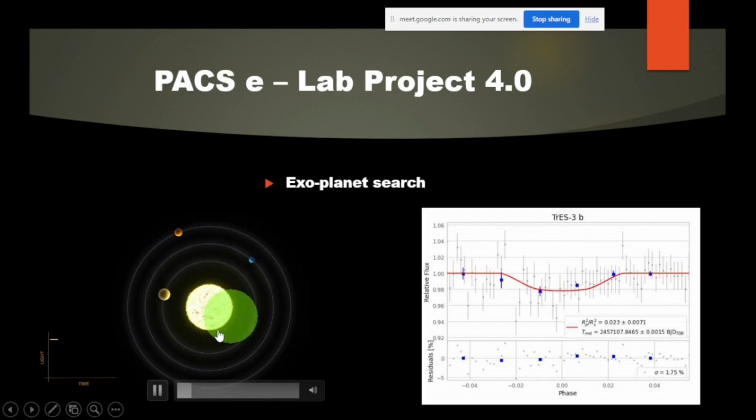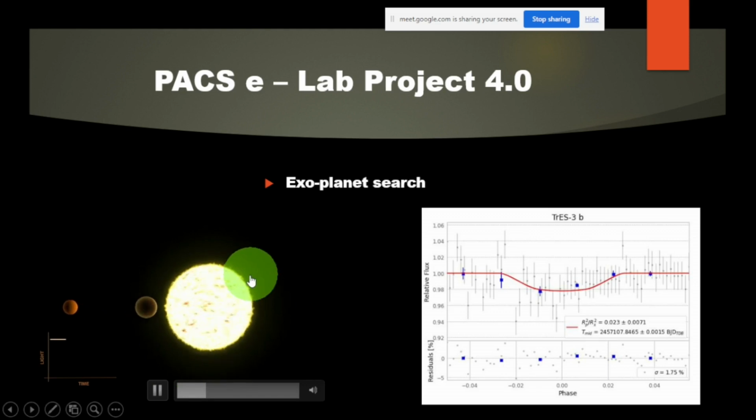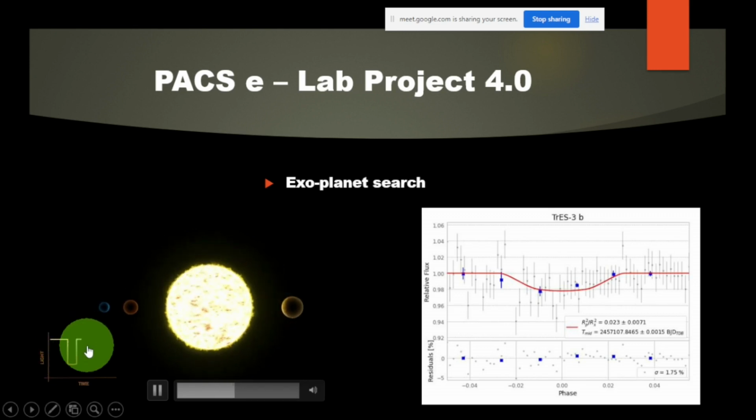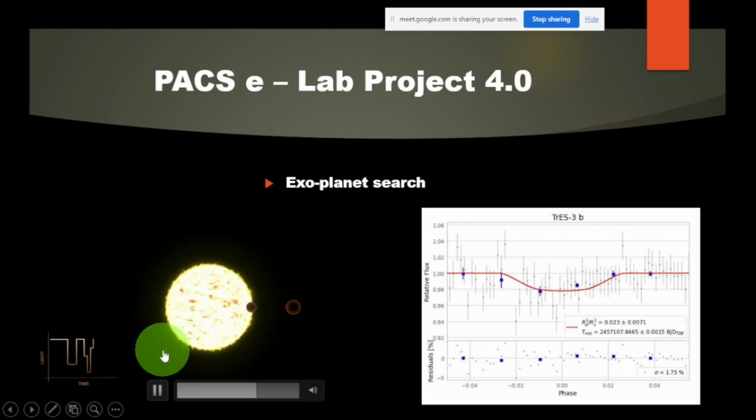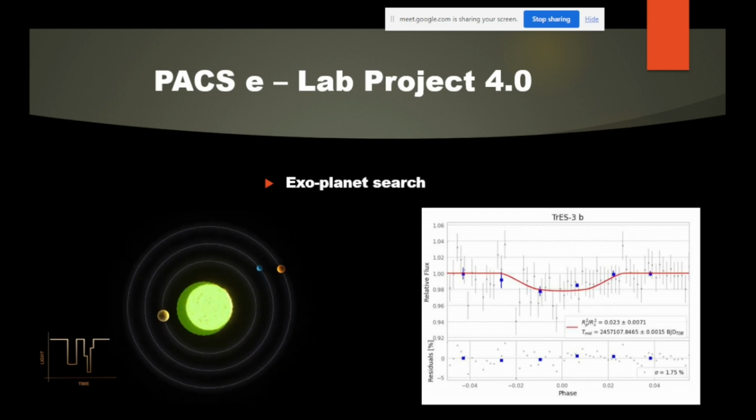So look at the simulation. These are some of the planets. These are exoplanets. Okay? As the planet is going in front of it, you see the brightness will go down. Okay? When it goes out, the brightness will come back again until another one comes and blocks it. So you can see the light curve. So there are different kinds of light curves. This light curve can tell you details about the size of the whole star, the size of the planet, the period, and so many other parameters.